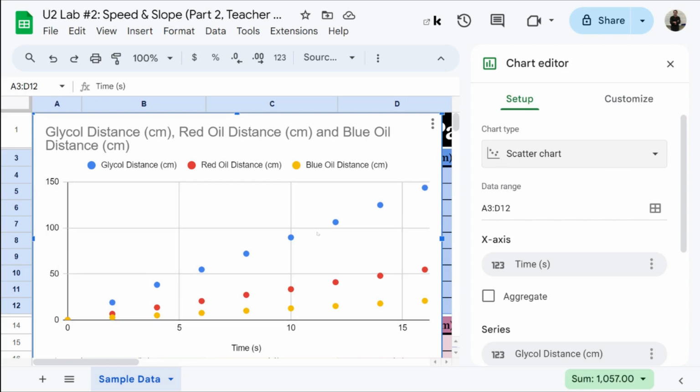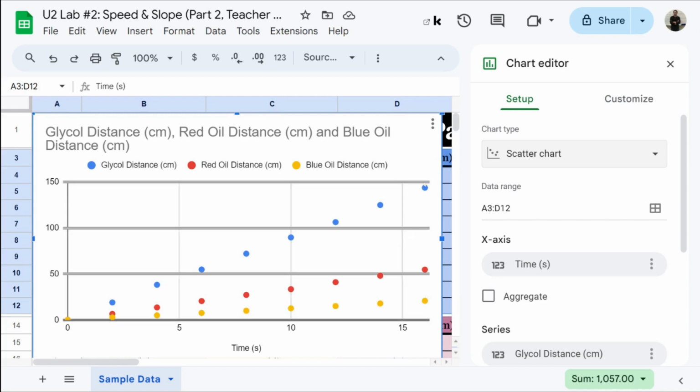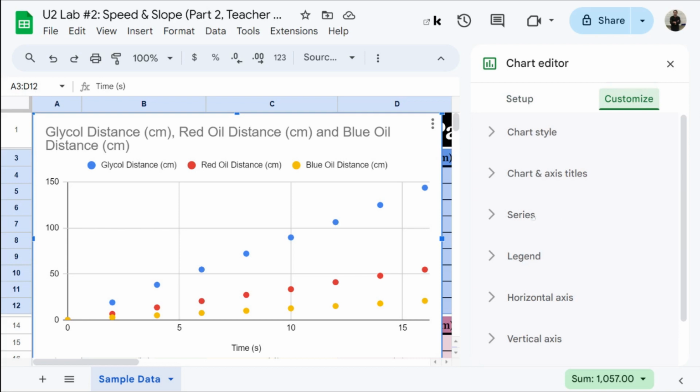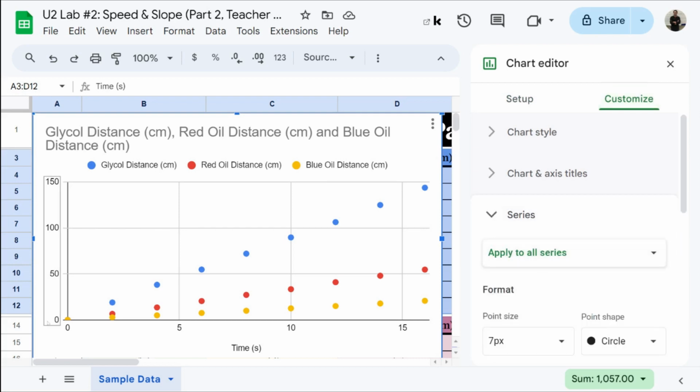So all I have to do now is put trend lines through these and then be able to tell how fast each bubble is going in each liquid by getting the slope of each of those lines. So I'm done setting up. I'm going to go over to customize. I'm going to customize the series, which again is just a fancy way of saying the y-axis. I want to see the relationship between the distance on the y-axis and the time on the x-axis.